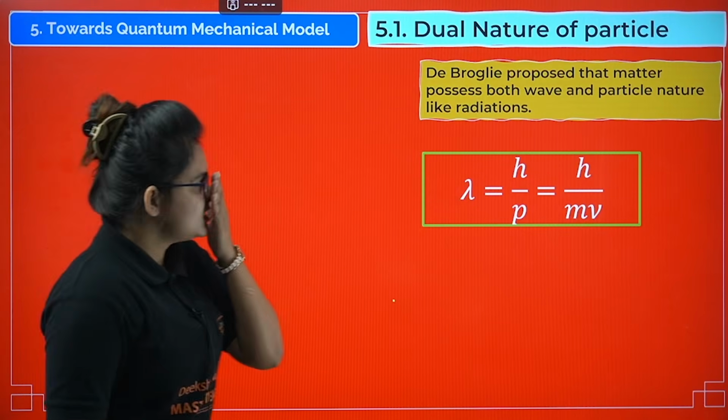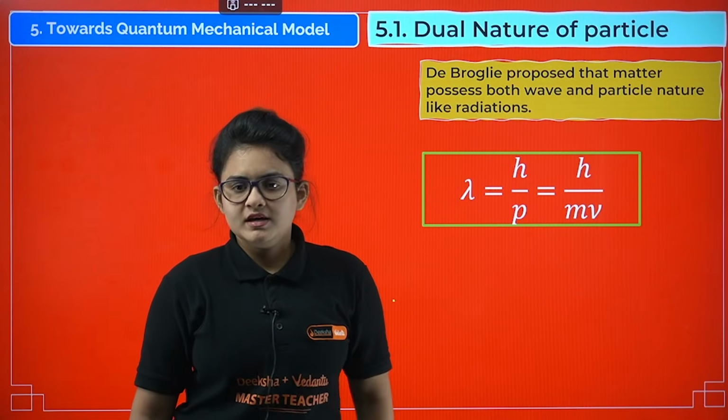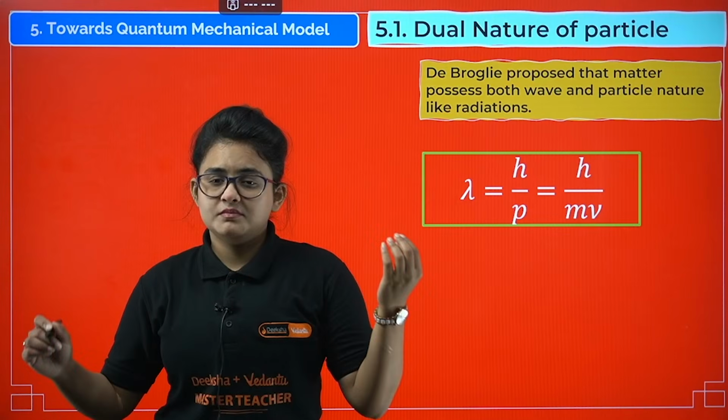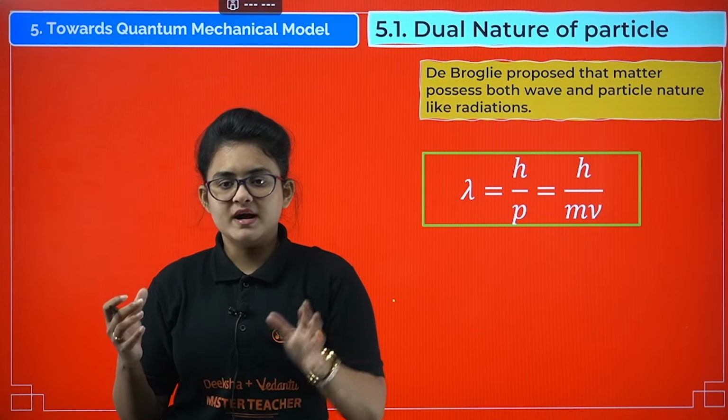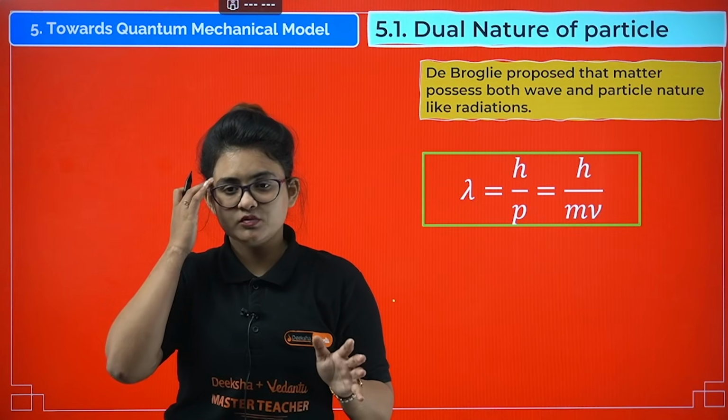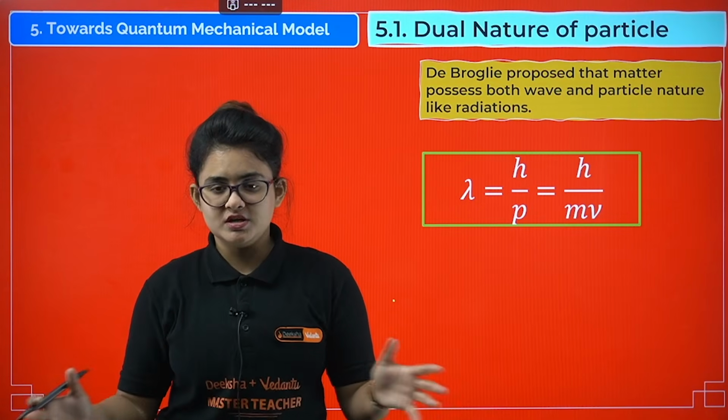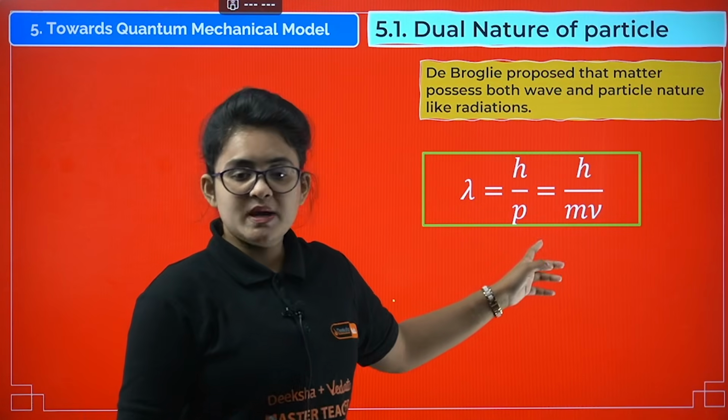De Broglie's wave-particle duality. So they are saying that the electron has both wave and particle nature. Any electromagnetic radiation also has both natures. So lambda equals h by p.